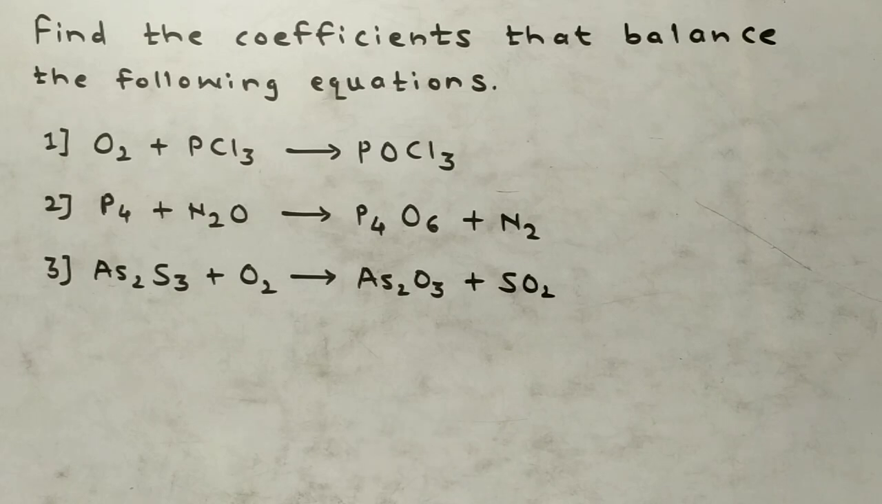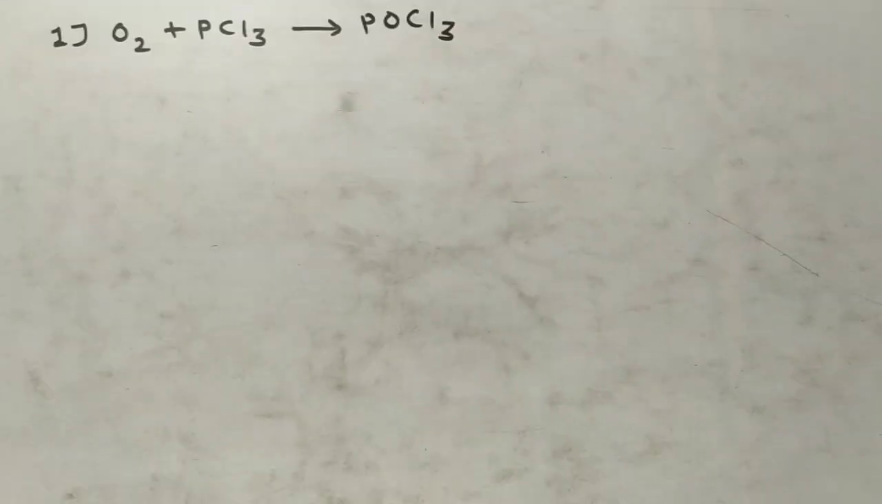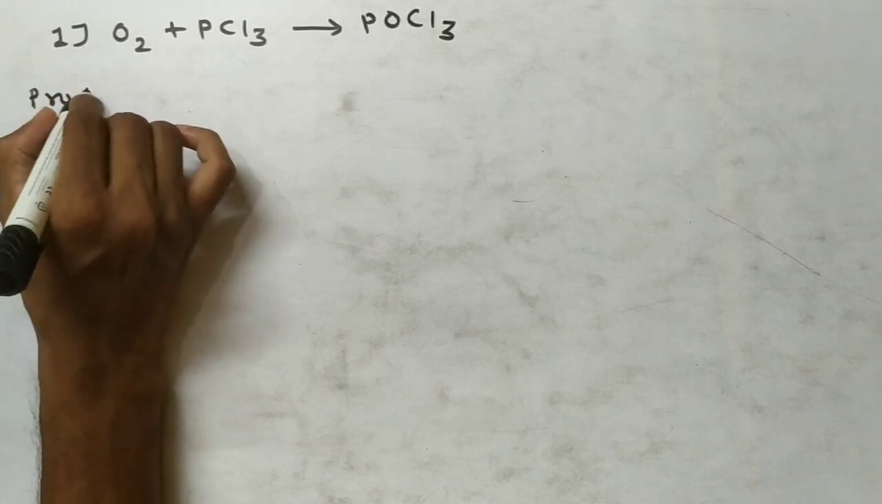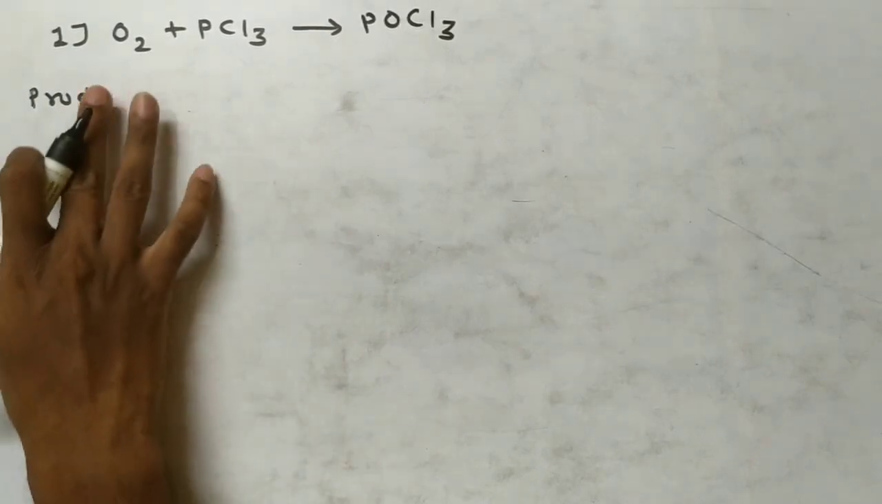Hello guys, so today we will see how to balance the chemical equations. So let's get started. For the first example, O2 plus PCl3 gives POCl3. So we'll write down the number of elements present on each side.